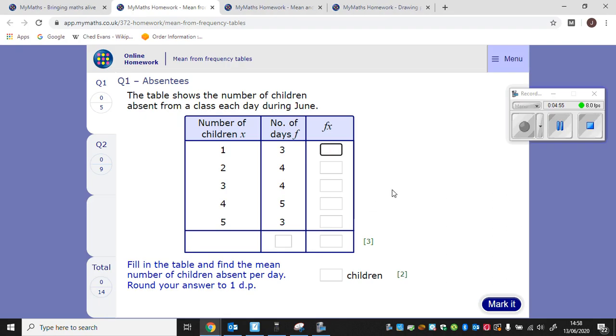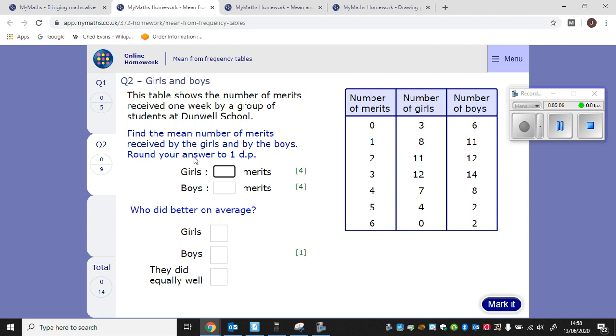The next page is the mean from a frequency table. It might look like a lot, but with your calculator you've got 5 multiplications, 2 additions, and a division. You fly through it. The second page is wanting you to do that again, but it's giving you this table that looks a little bit different.